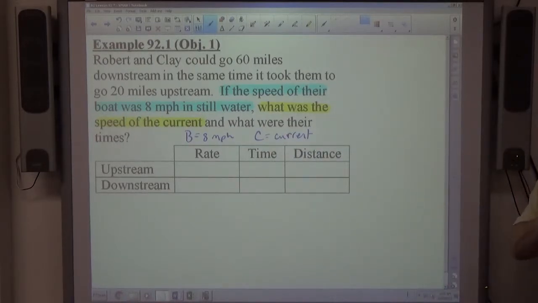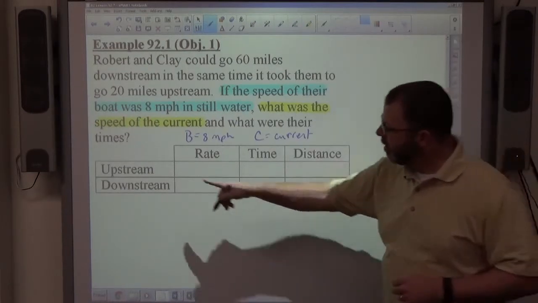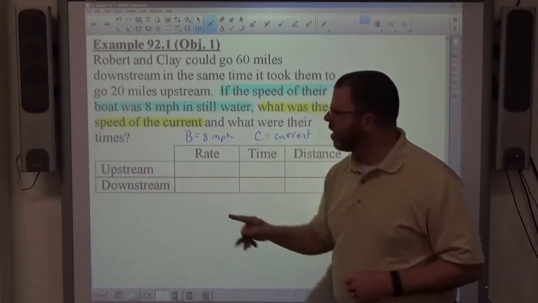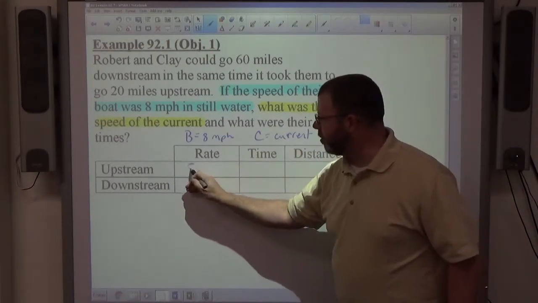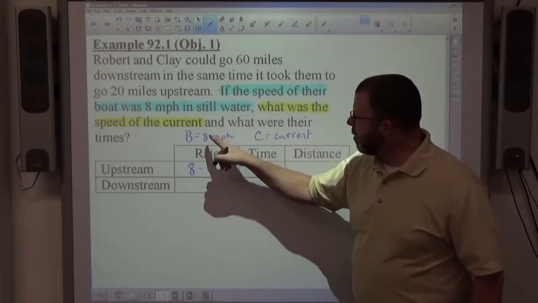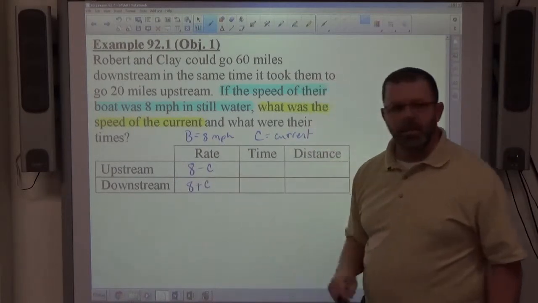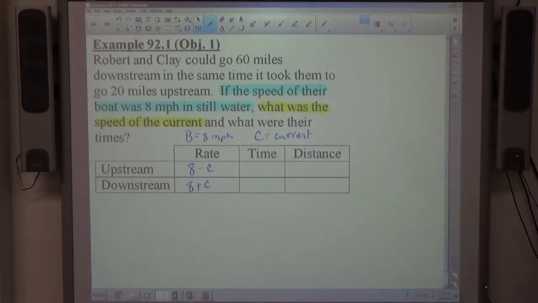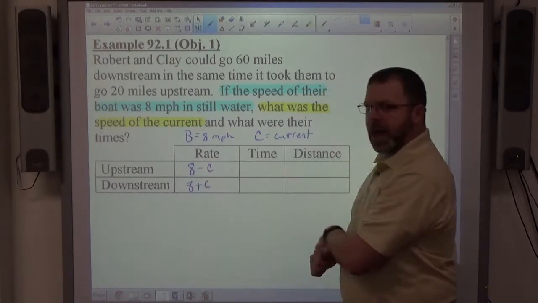Anytime you start seeing boats going in water, you start seeing the words upstream or downstream showing up. These are going to be our categories. It's always boat minus current for upstream, so 8 minus C for upstream, and boat plus current for downstream. Very important. You subtract the current away on the upstream, you add the current on the downstream. And the boat speed goes in front, the current speed goes in back.